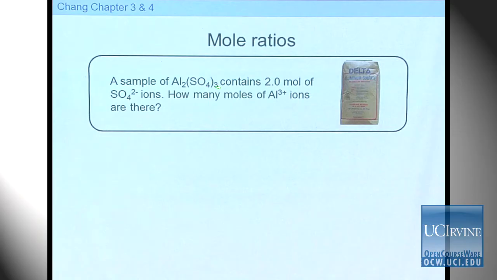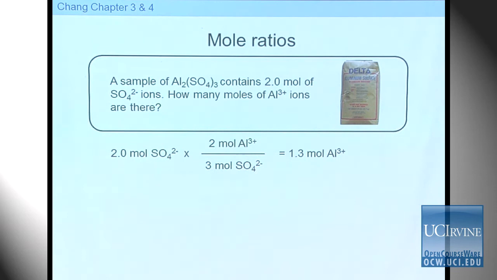Do I know the relation between the two? Yes, I do. Let's give it over here. For each 3 sulfates, you have 2 aluminums. Okay? That's all I need to know. So what I do is, I list the number of sulfate ions. I have 2 moles of them. I convert that to aluminum. How? Well, look, the ratio is right there. For each 2 moles of aluminum, I have 3 moles of sulfate. That's what this formula says. Sulfate units crossing out, I get moles of aluminum. That means for each 2 moles of sulfate, you have 1.3 moles of aluminum ions.